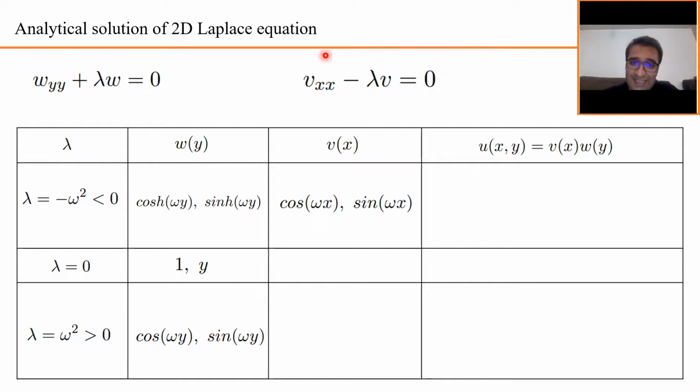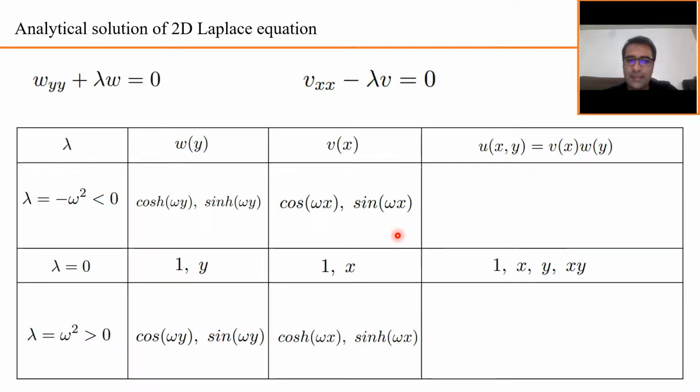So the solution of this function should be in the form of cosine hyperbolic and sine hyperbolic, right? But for the case of lambda equal to 0, both are the same. They are just a linear function. And so we have w(y) and v(x) here, and u is just their multiplication. And any possible multiplication of w and v, I just write here. In the case of linear, it could be 1, x, y, and xy.